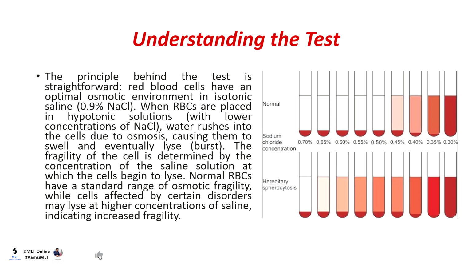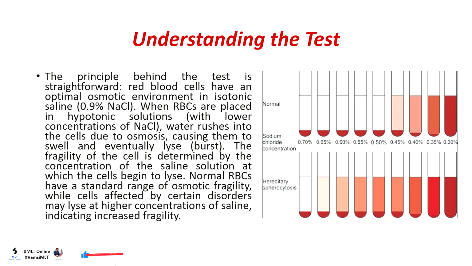Understanding the test. The principle behind the test is straightforward. Red blood cells have an optimal osmotic environment in isotonic saline, 0.9% NaCl. When RBCs are placed in hypotonic solutions, with lower concentrations of NaCl, water rushes into the cells due to osmosis, causing them to swell and eventually lyse, burst.